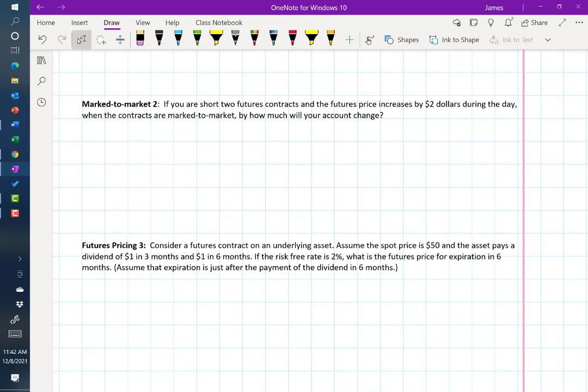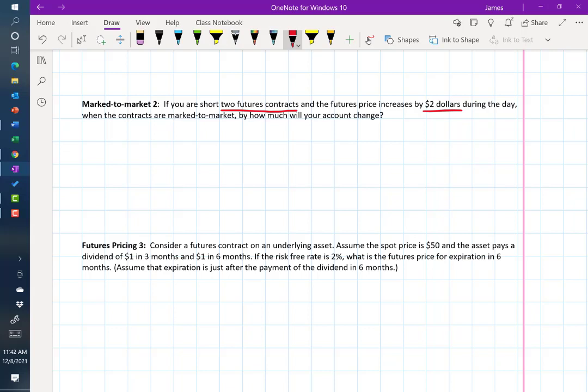If you're short 2 futures contracts, and the futures price increases by $2. By the way, if you are long a futures contract or a forward contract, you are the one who is agreeing to buy the asset. If you are short, you are agreeing to deliver the asset and receive the price. Okay? So here we're short, but the futures price increases by $2 during the day. When the contracts are marked to market, by how much will your account change?